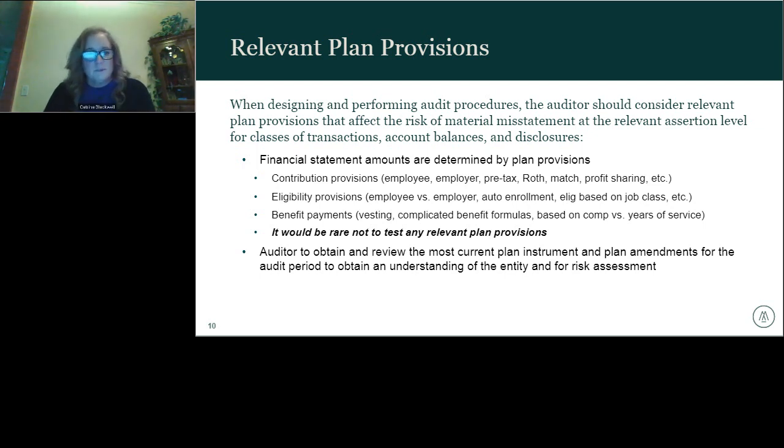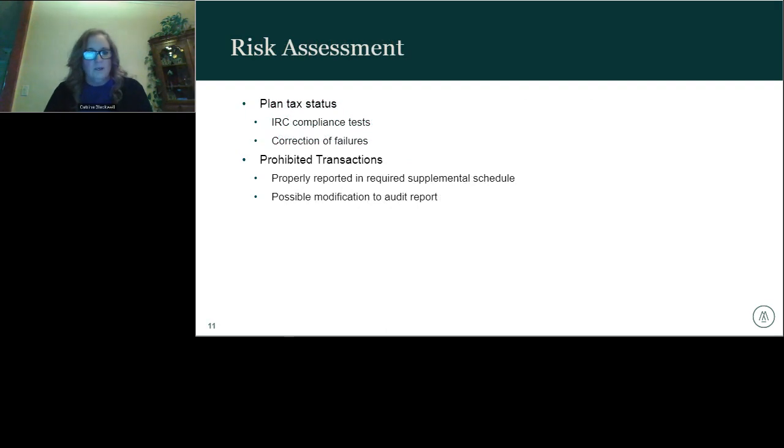SAS 136 specifically requires that the auditor obtain and read the most current plan instrument for the audit period, including the amendments, as part of obtaining an understanding of the plan sufficient to perform risk assessment procedures. Also, as part of risk assessment, the auditor should consider whether management has performed the relevant Internal Revenue Code compliance tests, including but not limited to discrimination testing, and that plan failures have been corrected or are in the process of being corrected as needed.